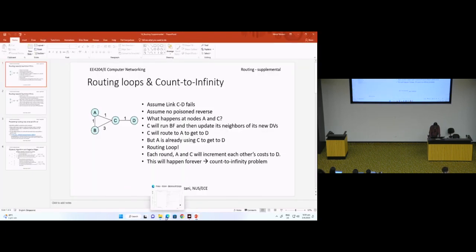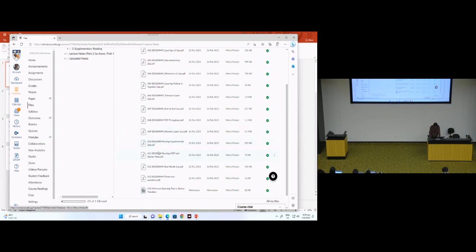And I think that one, maybe I'll go to Canvas. That one is A10, the routing supplemental handout.